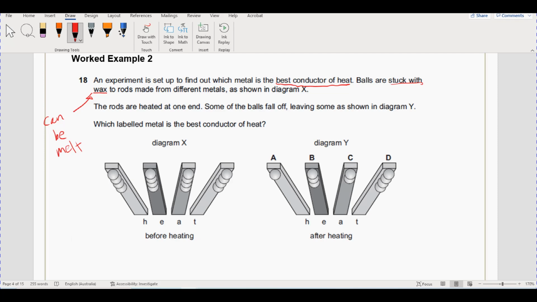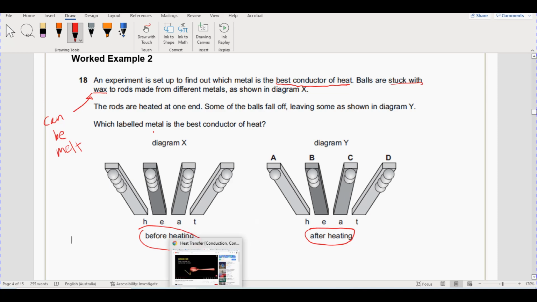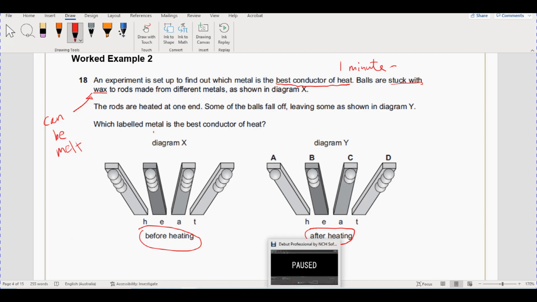So this X is before heating. This is after heating. So after heating, you see that fewer balls are still attached to the rod. Which labeled metal is the best conductor of heat? Okay, I will give you possibly 1 minute. Try to think about the answer, okay? Let me pause. Okay, what's your answer?